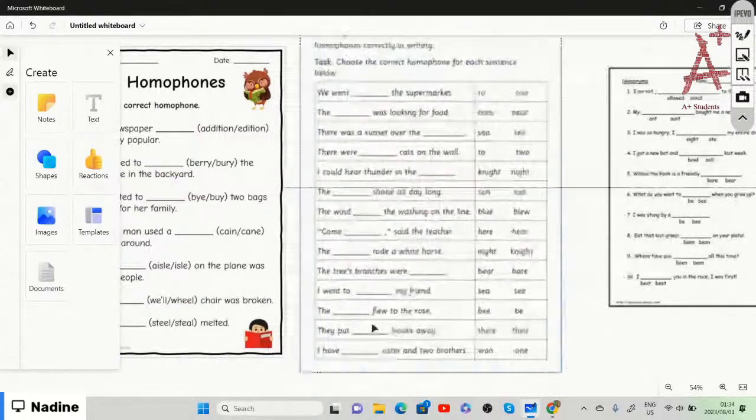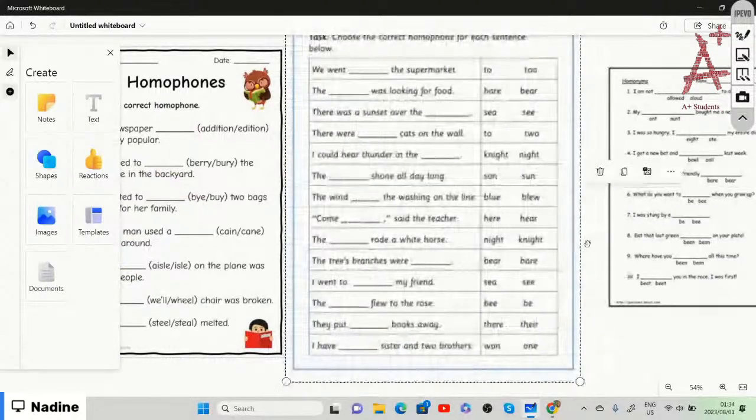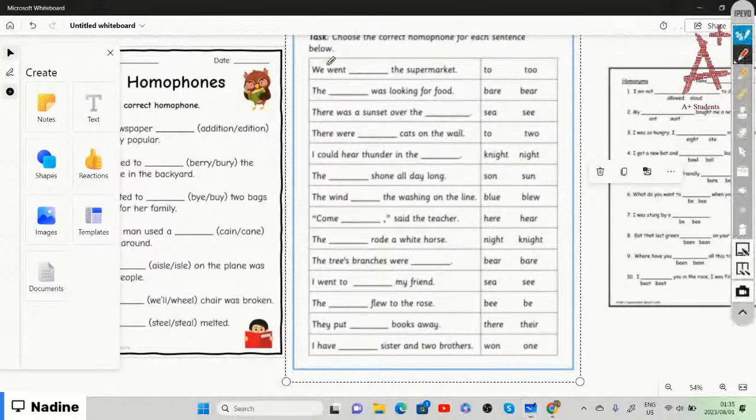I'm not sure if it's blurring out, seeing that I am making it a bit bigger, but I made it a bit bigger. So we need to choose. We went to the supermarket. I'm not sure if that is clear. I hope it's not too blurry. We need to choose the correct word. So we went to the supermarket. If we choose the correct word to, then we're going to say we went to the supermarket, which is TO. The other one, too, is like saying me too. But in this sentence, it is to the supermarket.